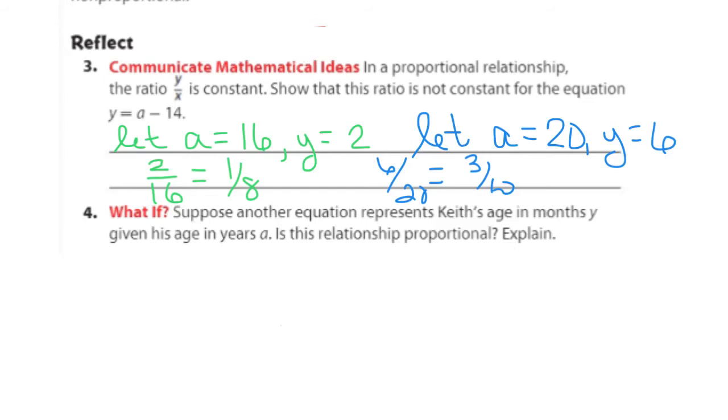So next says, what if you have another equation that represents Keith's age in months, y, given his age in years, a. Is this relationship proportional? Explain.